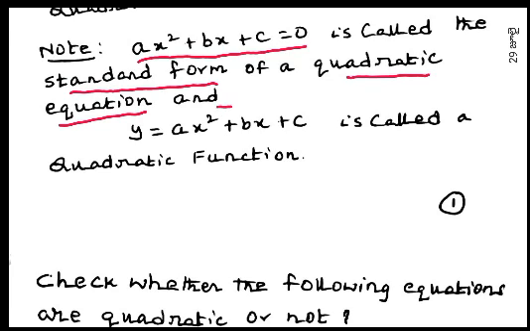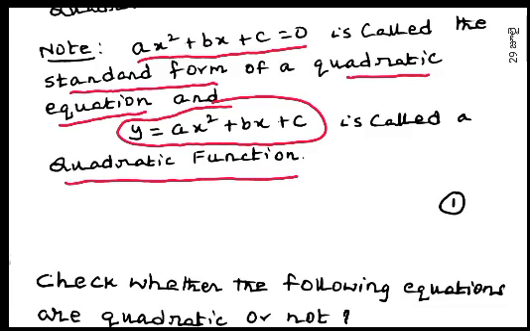Now, if we note down y equal to ax square plus bx plus c, then it is called a quadratic function. So there is a difference between a quadratic equation and a quadratic function. Y equal to ax square plus bx plus c is a quadratic function. Ax square plus bx plus c equal to 0 is a quadratic equation.